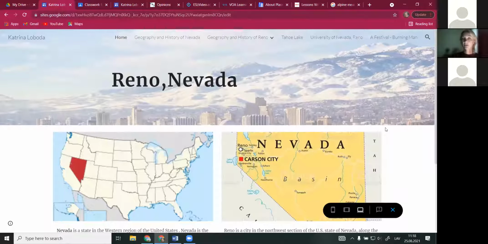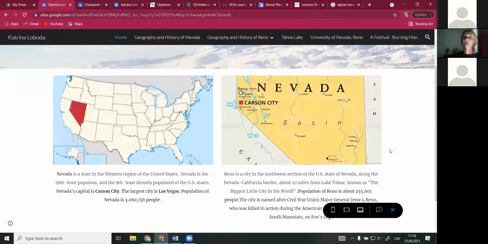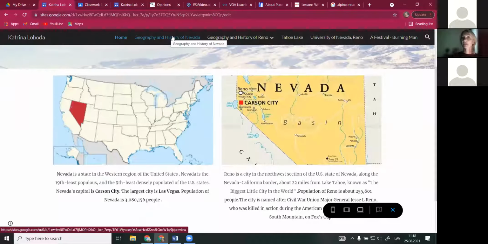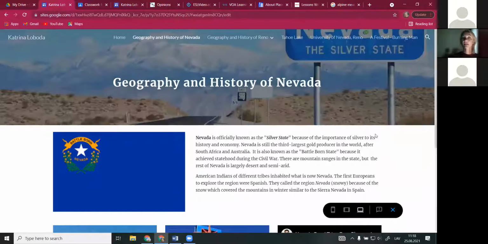On the homepage, students will have to depict the basic information about the chosen city and state. For example, the map, the location. They can talk about the population of the state, population of the chosen city, why they have chosen the city and the state, and just the basic information. For example, here I included the information about Reno, how the city was named, how it gained its name, Reno. So the next, geography and history of the state, geography and history of Nevada state.